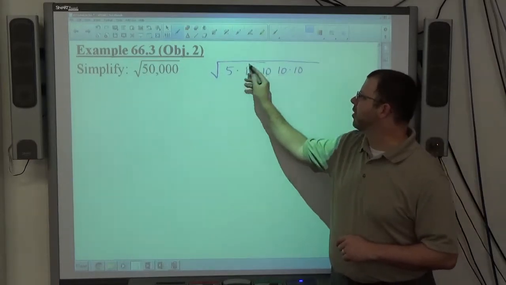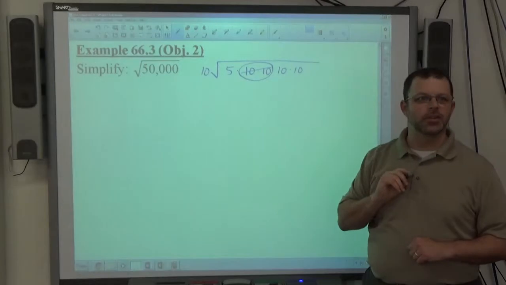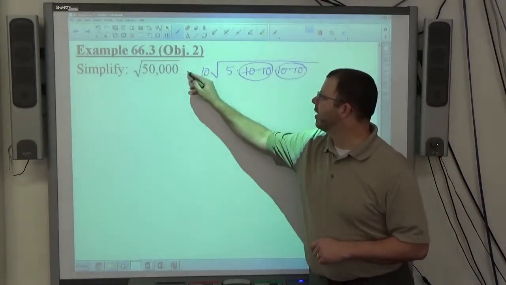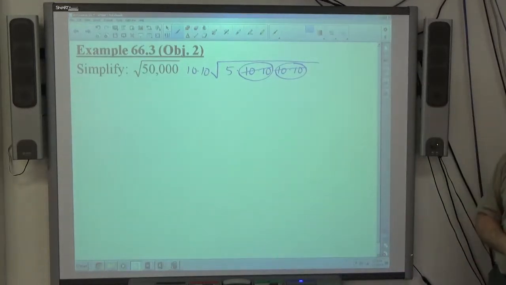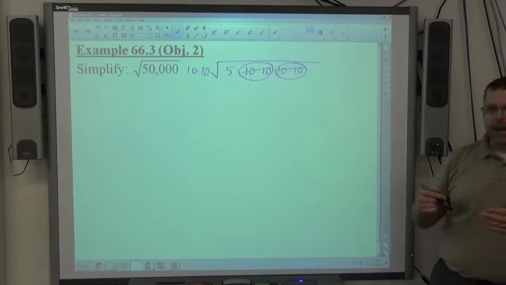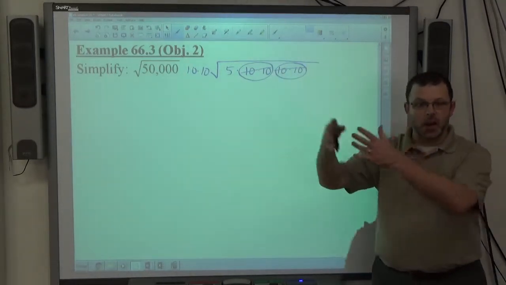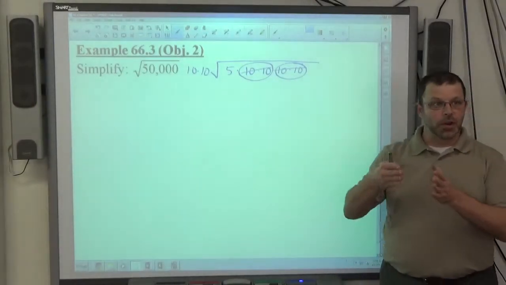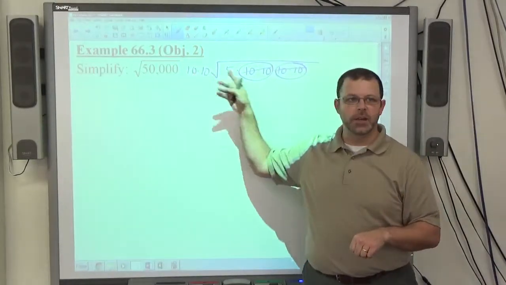If I get a pair of numbers inside, I'm allowed to pull one outside. That's still legal. We can still do that. A second pair of numbers inside, I can pull one outside. Pulling out more than one, I can pull out two tens. So if I did break it down to 5 times 2 times 5 times 2 times 5 times 2 times 5 times 2 times 5, all the way down to prime numbers, I'm going to get a bunch of 2s, a bunch of 5s. I'm still going to pair up two pairs of 2s, two pairs of 5s. I'm going to get a 10 and a 10 out.